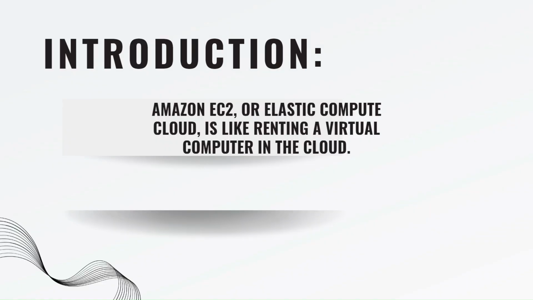So the introduction: Amazon EC2, or Elastic Compute Cloud, is like renting a virtual computer in the cloud. Let's break it down in simple terms. Just imagine you need a computer, not a physical one that sits on your desk, but one that exists in the digital space, like on the internet. Now, think about being able to rent this computer whenever you need it, just like you would rent a car for a trip.